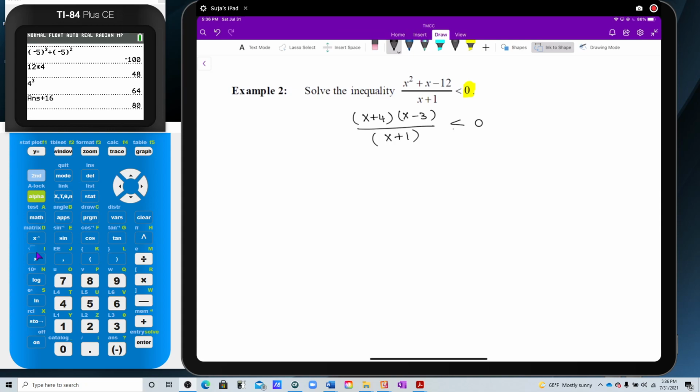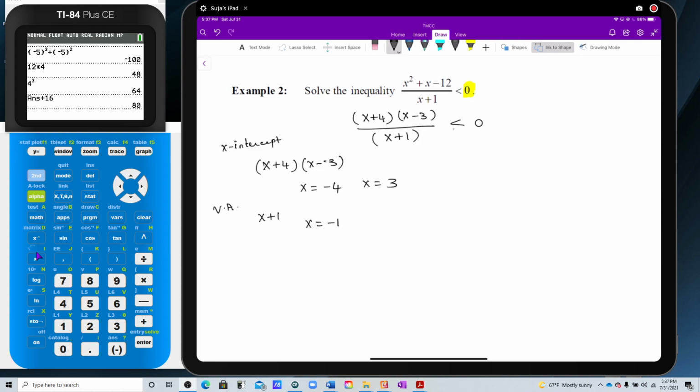Okay, and the third step would be to find the intervals. To find the intervals, the numerator, (x plus 4) times (x minus 3), gives the x-intercepts. So this also has to be 0, which means x equals negative 4 and x equals 3. And the denominator, x plus 1, gives the vertical asymptote or the restricted value. So here x equals negative 1 is my restricted value or vertical asymptote.